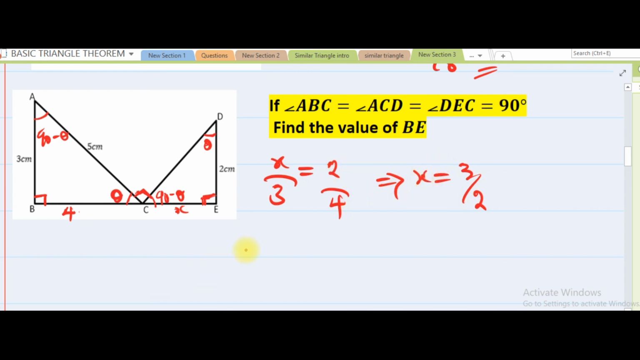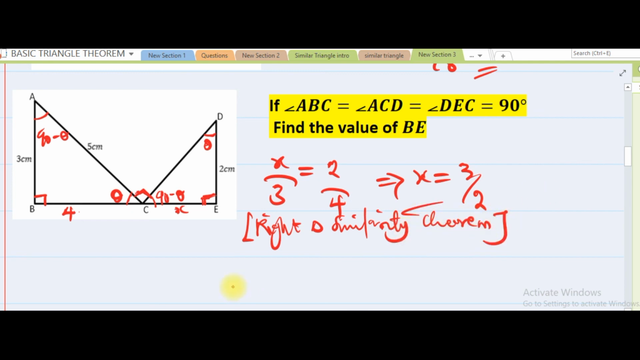So finally, remember, why is this thing correct? Because of right triangle similarity. Always tell them why. Tell us why. Similarity theorem. So therefore, we are looking for BE. BE is just the addition, 4 plus 3 over 2. And 3 over 2, this is 11 over 2. 8 plus 3 is 11. So the answer is 11 over 2.